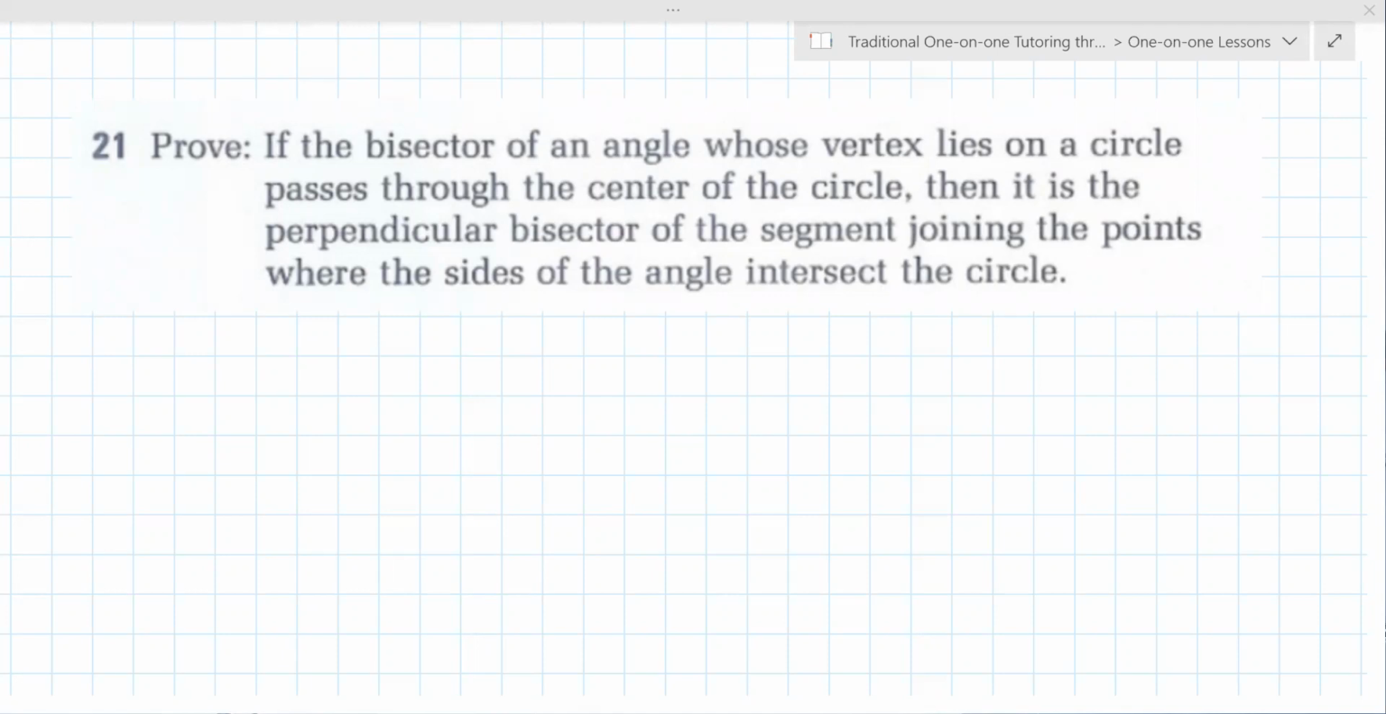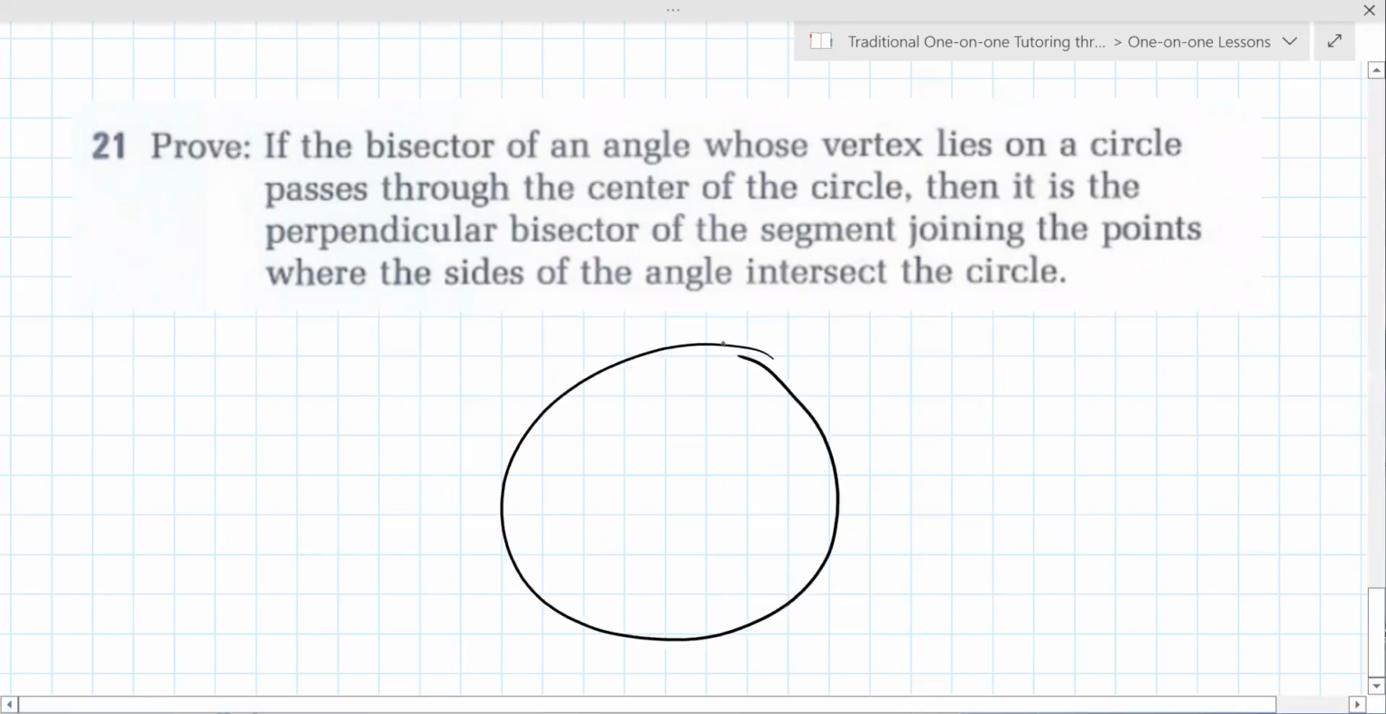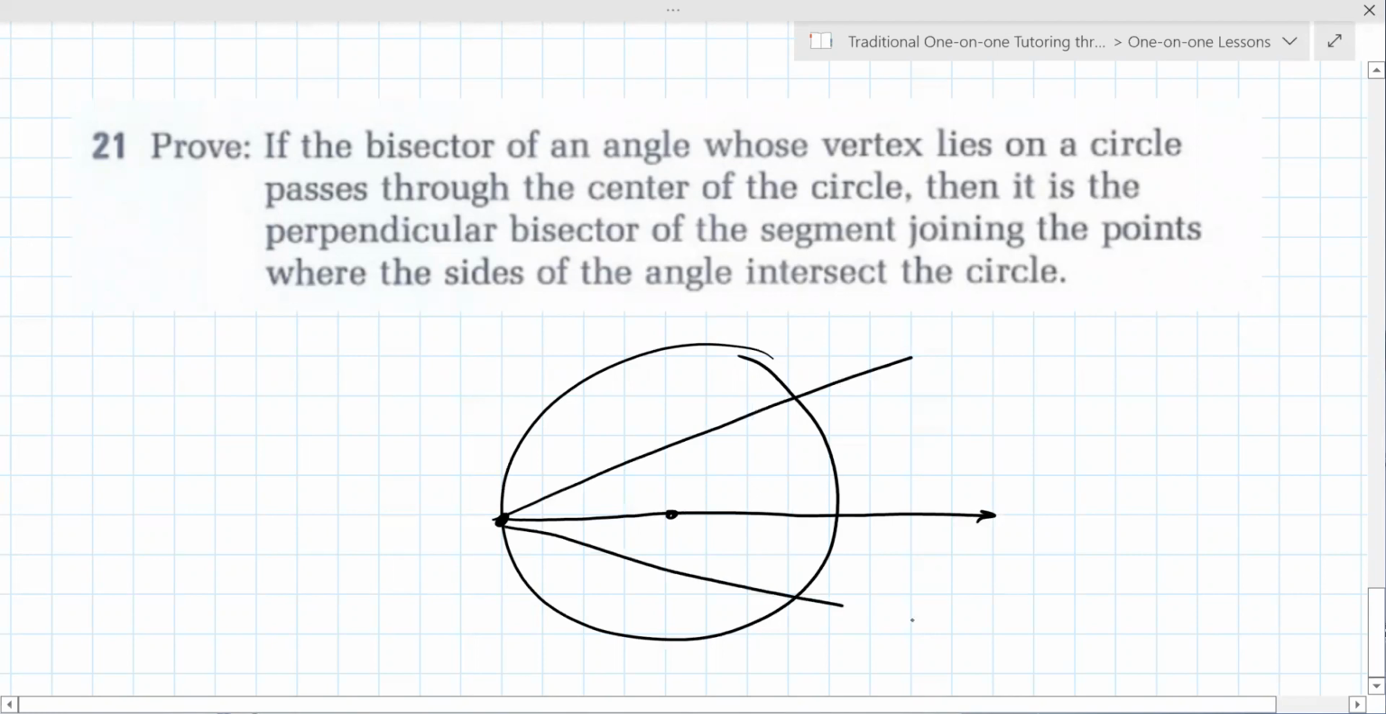All right, well, I'm not finding what I want here. So here we've got a circle, and a vertex angle lies on the circle. The bisector of the angle passes through the center, so we'll draw an angle and an angle like that. So these are congruent. That's the first part. If the bisector of an angle whose vertex lies on a circle passes through the center of the circle. Is that part okay? Do you agree with this? Mm-hmm. Then it is the perpendicular bisector of the segment joining the points where the sides of the angle intersect the circle.